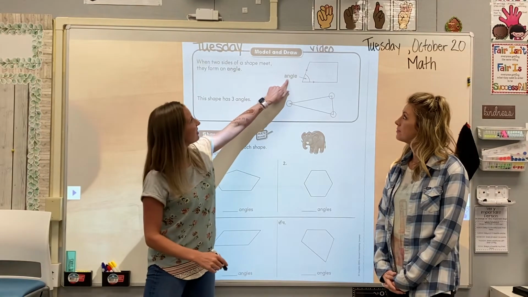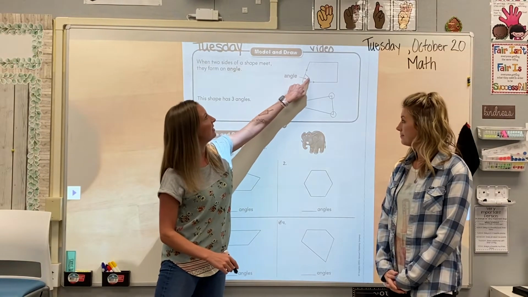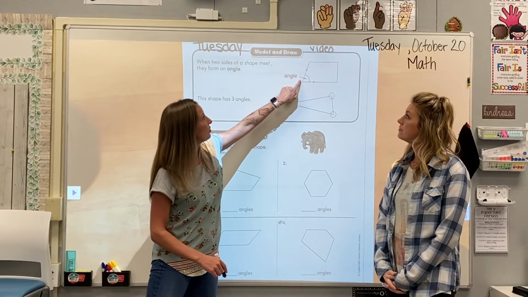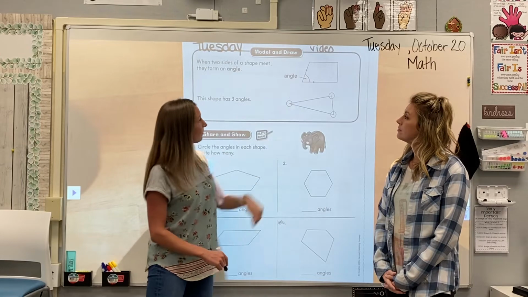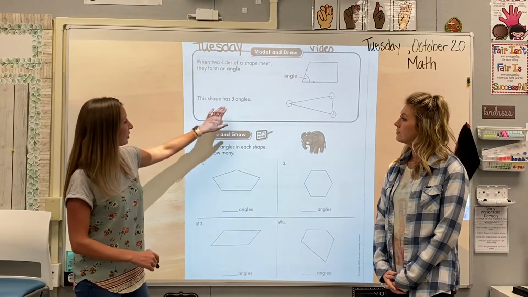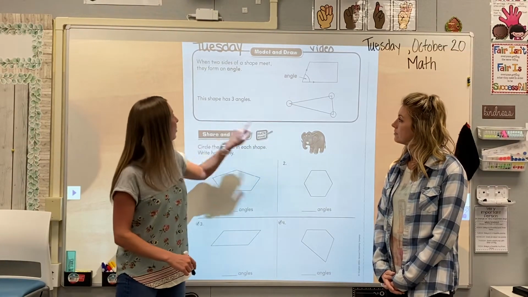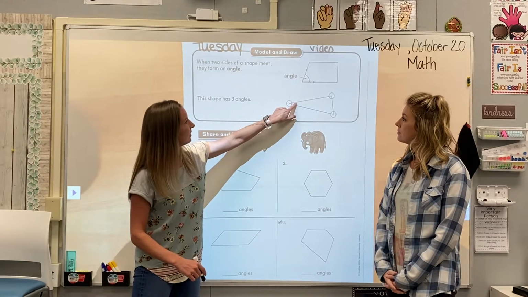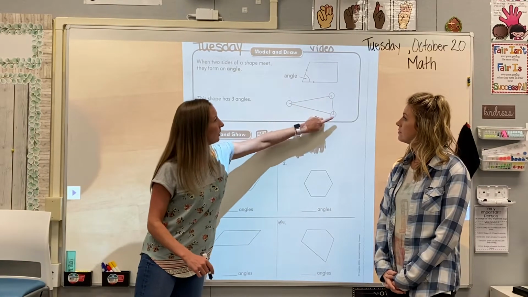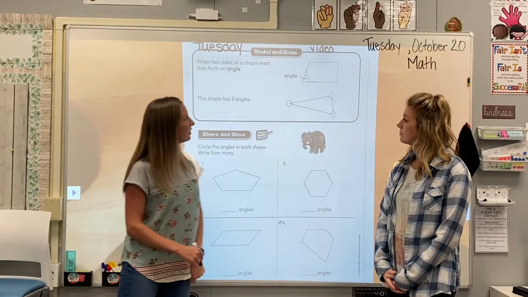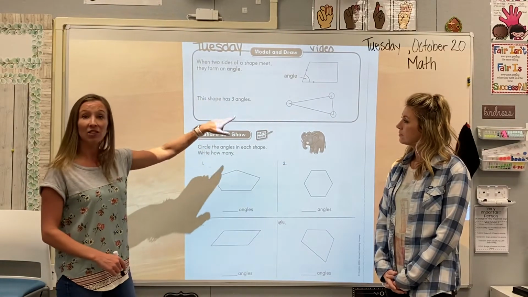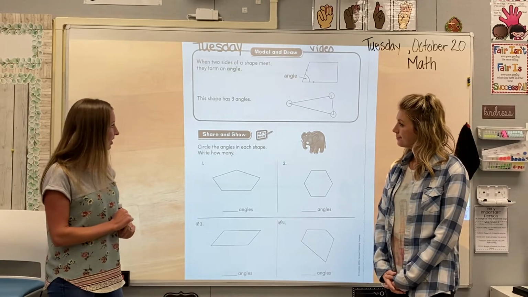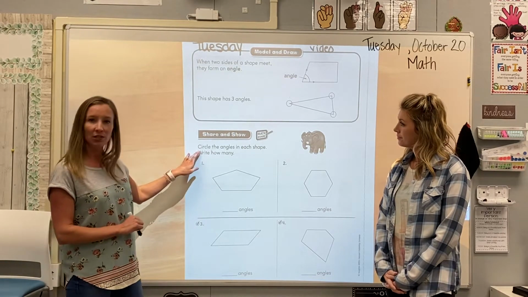An angle is going to be on the inside of a shape, where those two sides come together. And you can notice on the picture that we have here of this triangle, this shape has three angles. There is one here on the inside, one here, and then also one down here. And they have circled each of those angles to show where they are. So today on our paper, we're going to do the same thing.